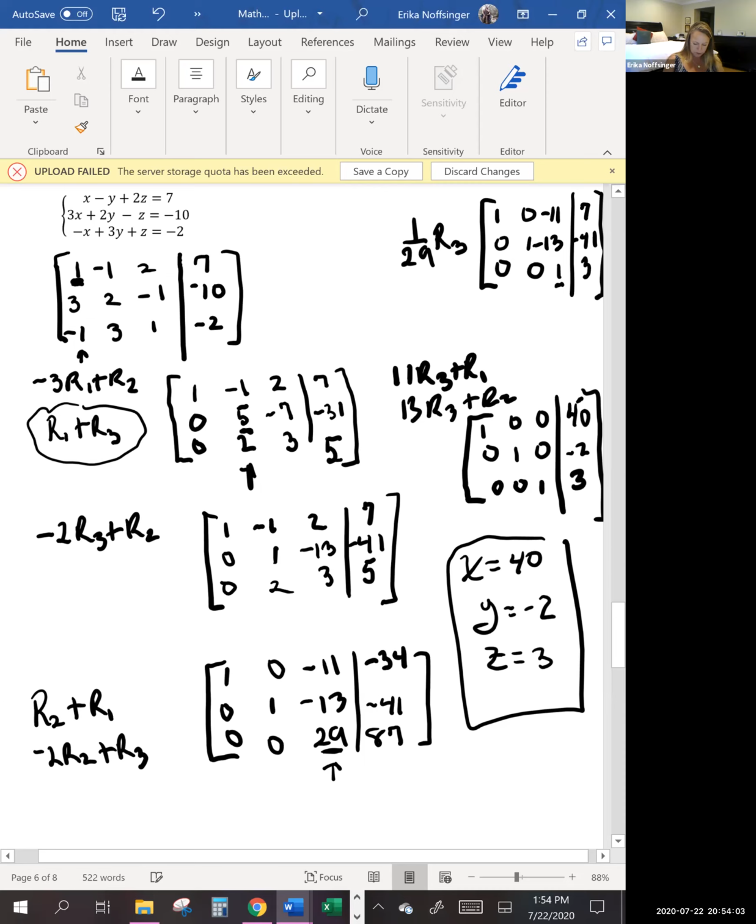Row 2 plus row 3. Row 2 plus row 1. Now let me pause it while I'm finding the error.